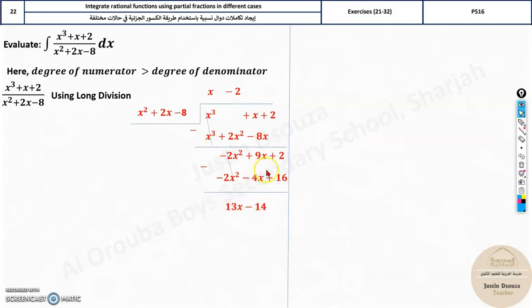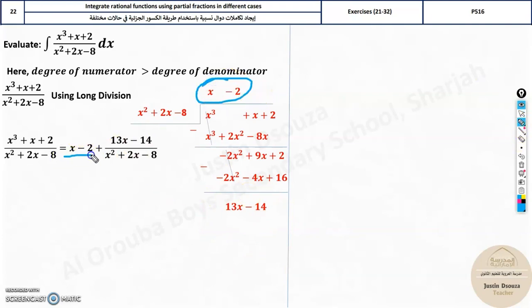Okay. Can you go further? No, the degree of the divisor is more over here. You need to stop here because this is the remainder. Now, how do you write the long division answer? Whatever is over here, you write it as it is. And then the remainder must be divided by the divisor. Always. That's how we write it.